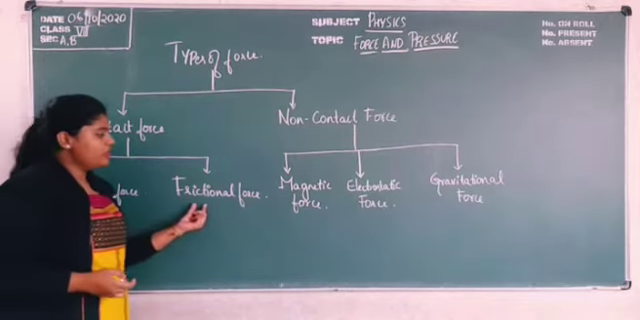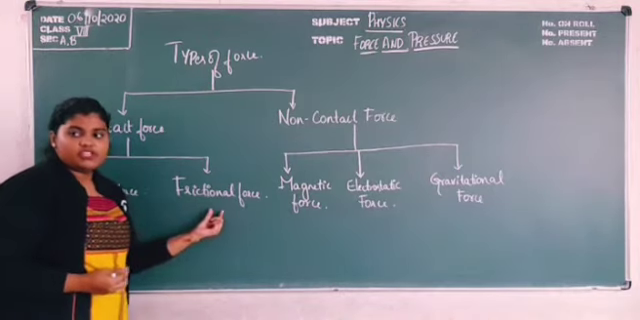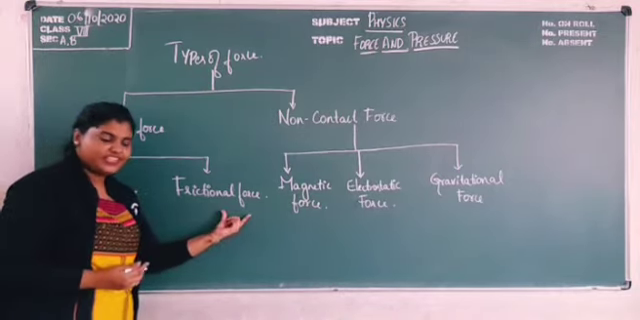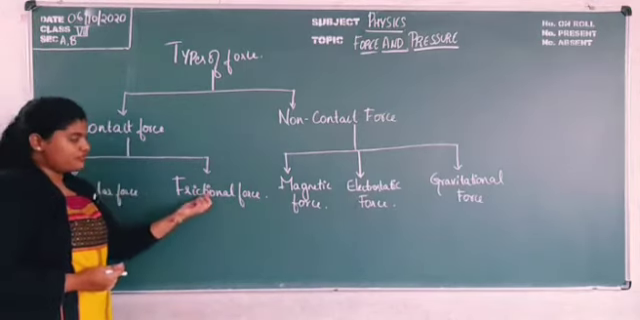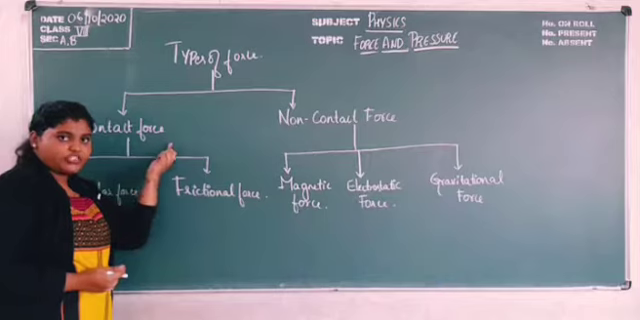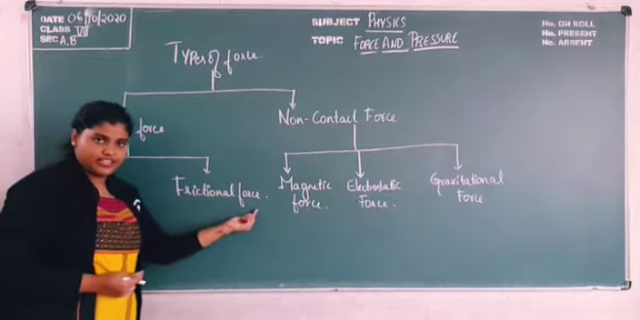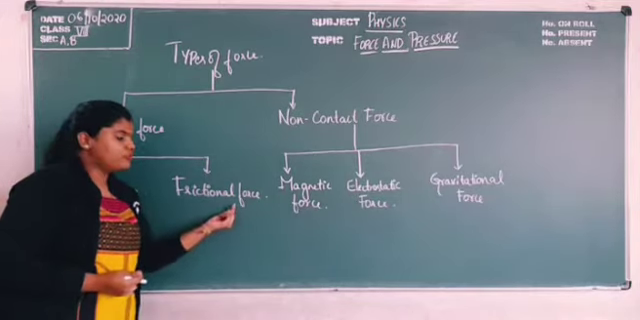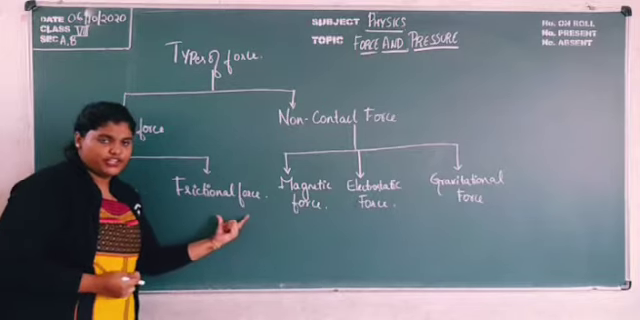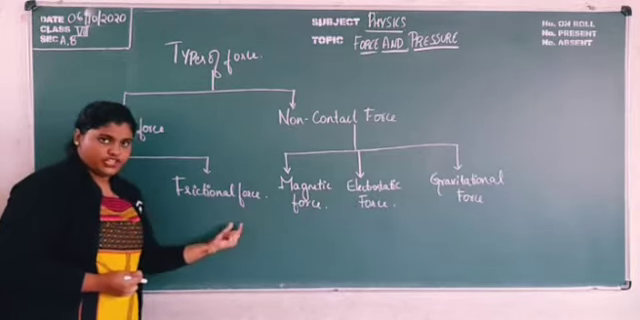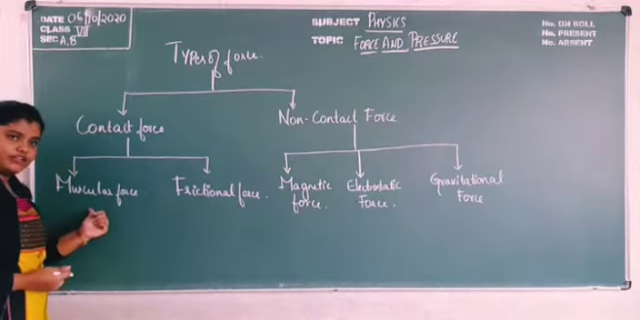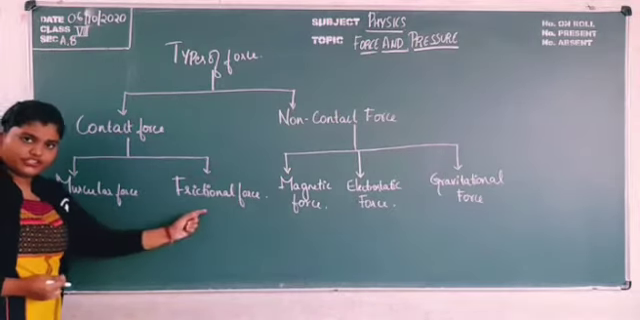Next, we saw about frictional force. So, what is frictional force? Yes, frictional force is also a contact force, and this frictional force is nothing but the force which opposes the motion. Frictional force is a force which opposes the motion of an object. And we saw some examples under muscular force and frictional force.